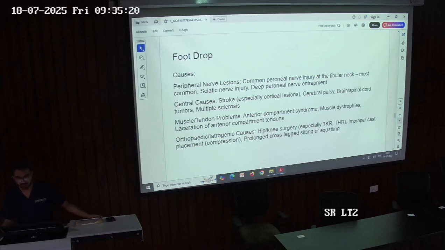Causes: peripheral nerves, the nerves which we discussed: common peroneal nerve, sciatic nerve, deep peroneal nerve. The most common will be the common peroneal nerve around the fibular neck. Central causes like stroke, especially cortical lesions, cerebral palsy, brain and spinal cord tumors. Muscle and tendon problems like anterior compartment syndrome, muscular dystrophies, lacerations of the anterior compartment. And surgical causes like TKR, THR, improper cast application, cross leg sitting, etc.